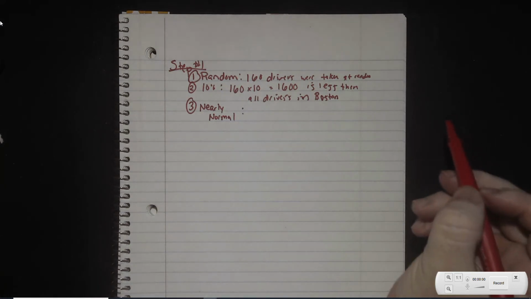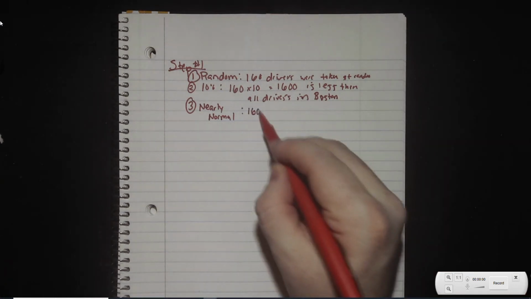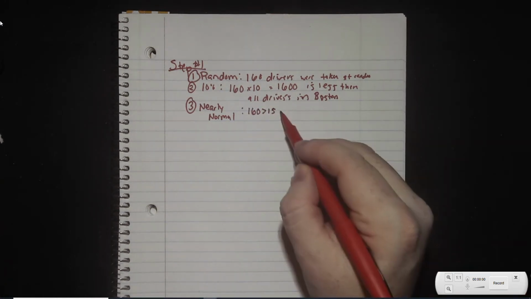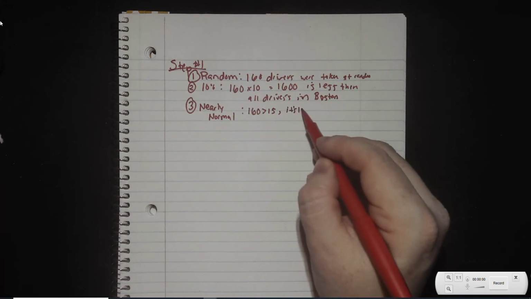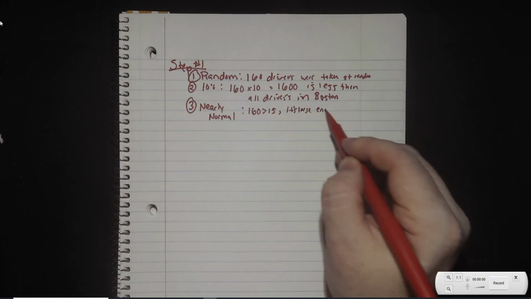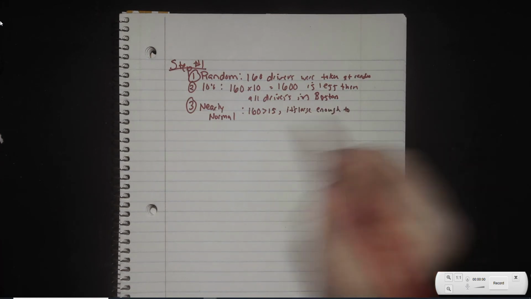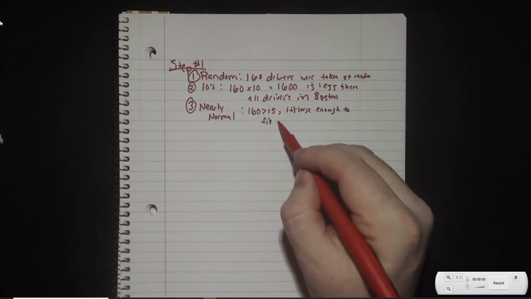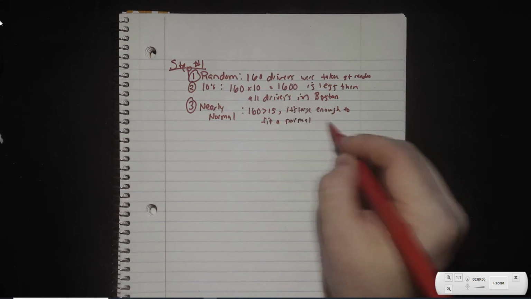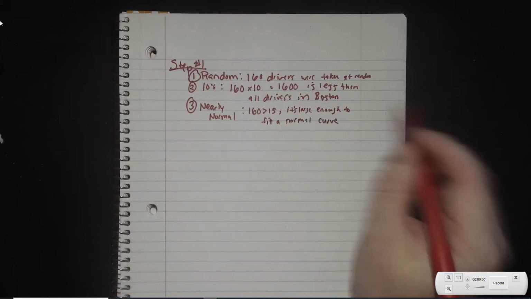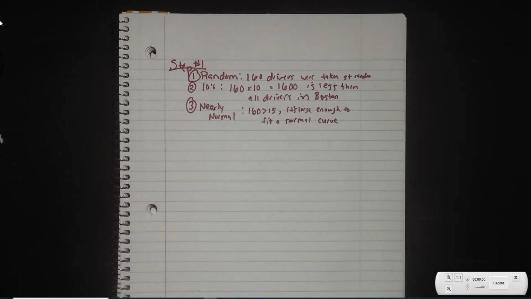So this is where the new thing comes in. All we're going to say is 160 is greater than 15. Therefore, it fits a normal curve. It's large enough to fit a normal curve. Okay, and step one is completed. So, step two.